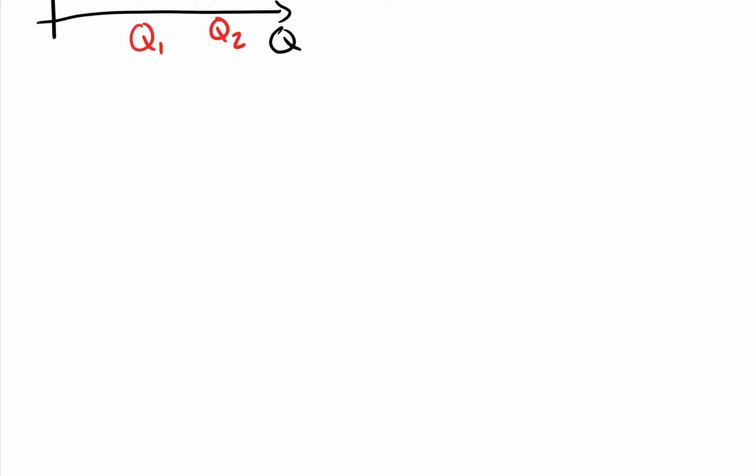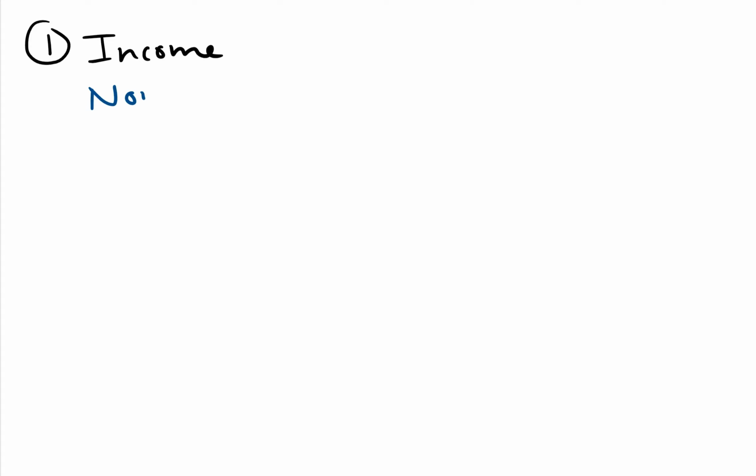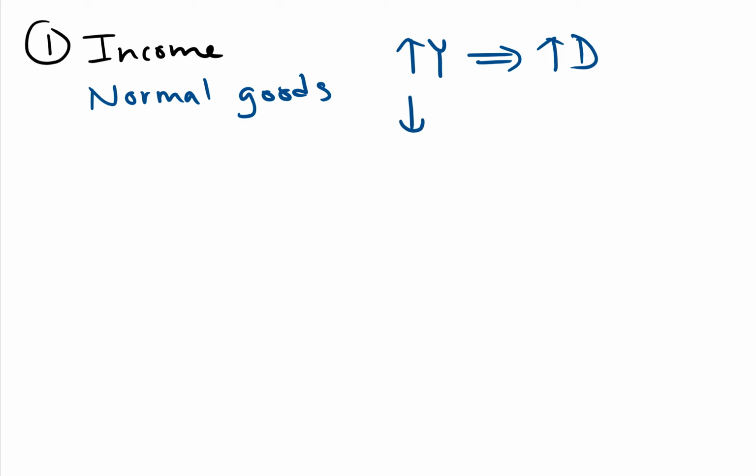The first thing I can think of, the first factor that shifts demand, is income. If our income changes, that will definitely affect demand. If overall people have more income, what do you think is going to happen? Normally they're going to buy more stuff. For normal goods, this would be true. I'm going to use Y for income, as we often do in economics. If we get more income, we have more demand, and if we have less income, we have less demand.